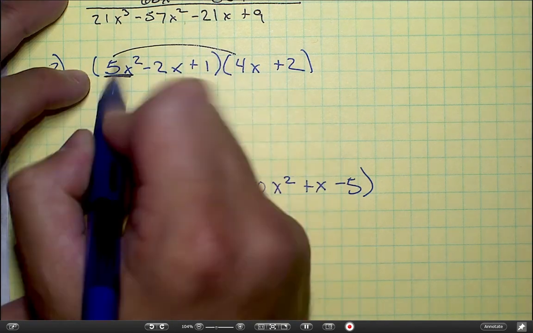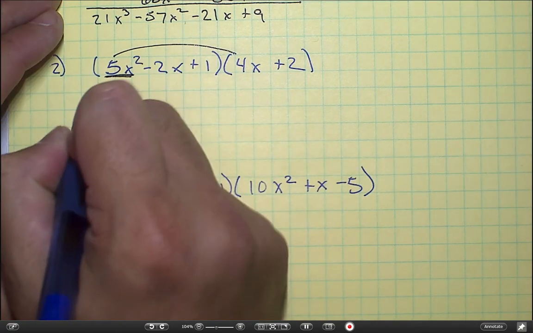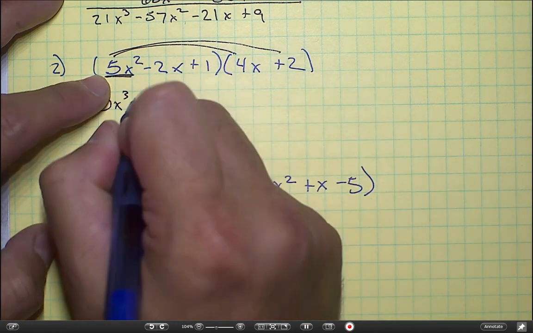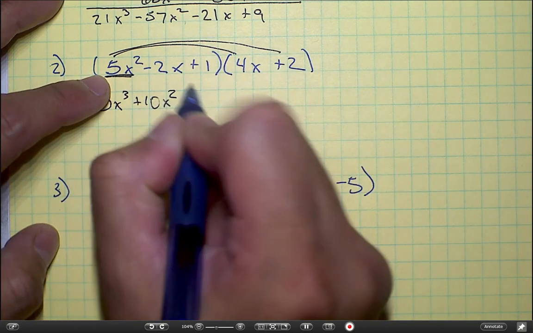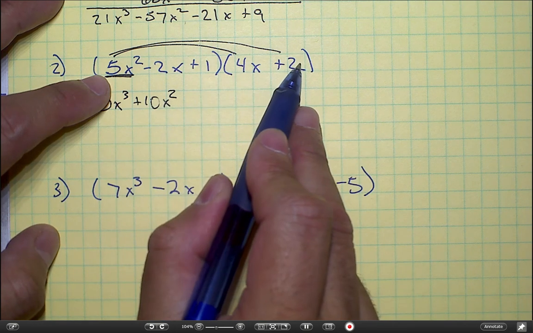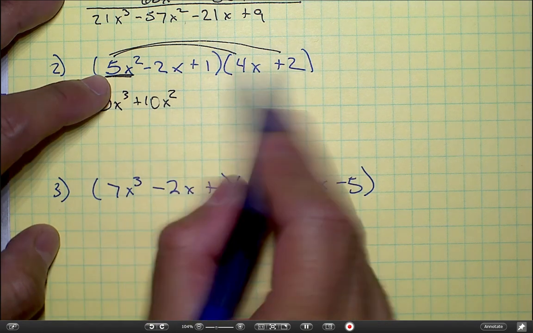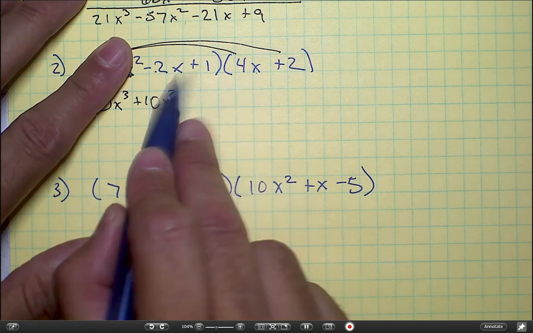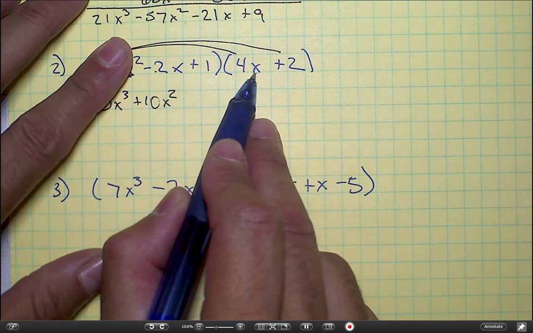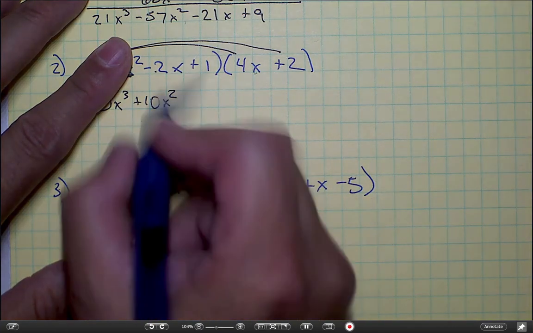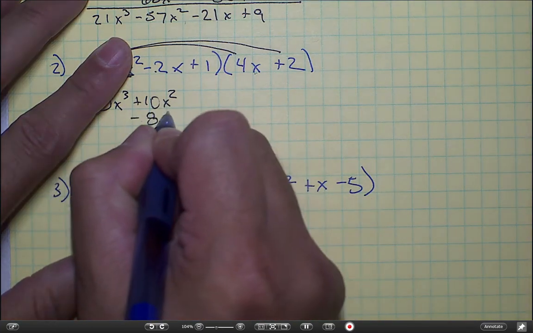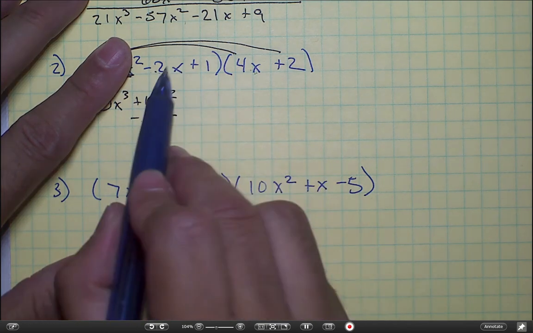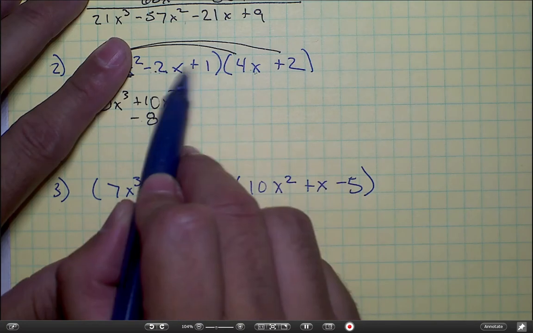So right here, I should have 20x cubed, and then that's going to be plus 10x squared. So that's my first one. So I distribute this onto all that. So now the next one's going to be here. So negative 2x times positive 4 is negative 8x squared. That lines up right here. Negative 8x squared. And then when I distribute here, I get a negative 4x.